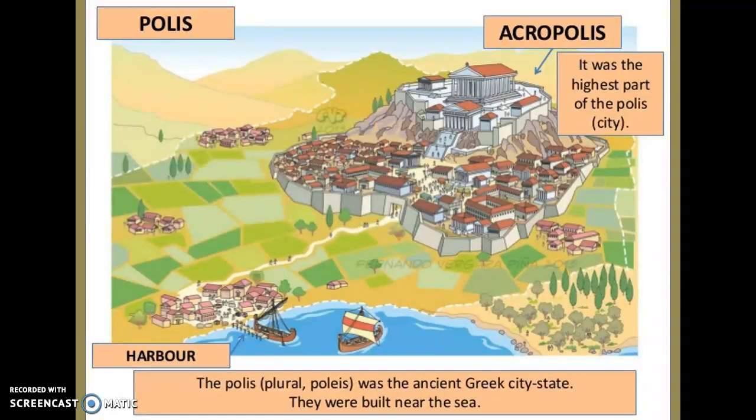Now, this kind of gives you an idea of how things were laid out in your typical polis. Up here you had the Acropolis in the top right. That was the highest part of the city. You had the harbor and things like that. So that's kind of typically what your Greek city-states look like.